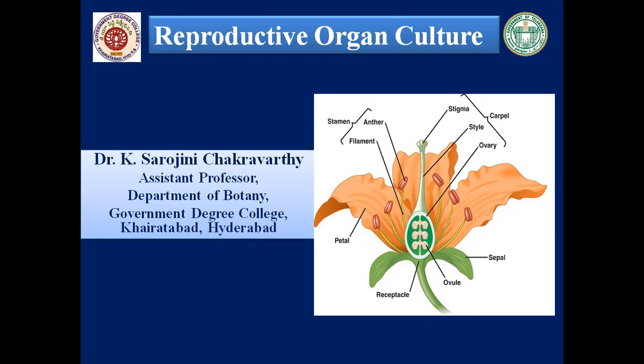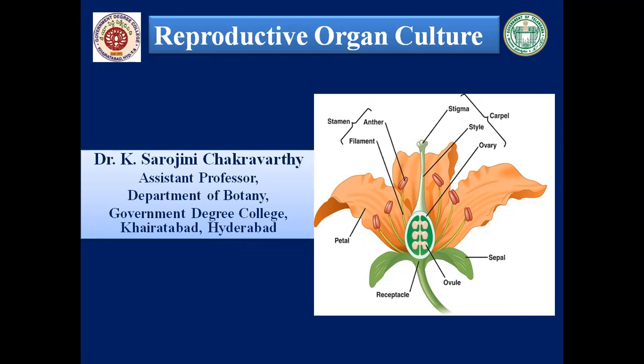Today, we are going to learn about reproductive organ culture. In the last classes, we have seen what vegetative organ culture is. In that, we have shoot tip culture or meristem culture, leaf culture, and root culture. In this class, we are going to see in detail about reproductive organ culture.